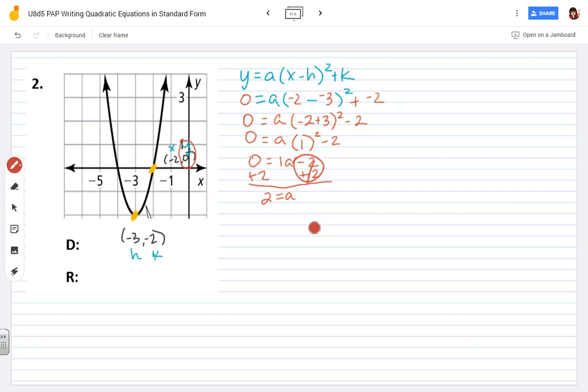Let's go ahead and write it into vertex form where we leave everything except for the x and the y. So y will equal something times x minus something squared plus something. Plugging it all in, a is 2. H is negative 3. And k is negative 2. Okay, cleaning it up right here, we're looking at just removing those double negatives.